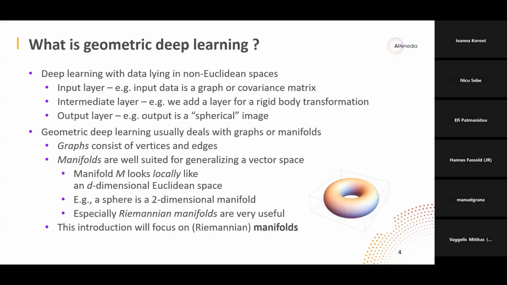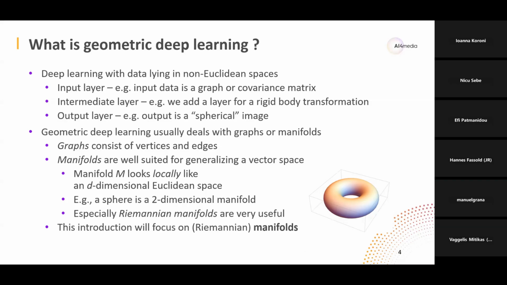All right, so what is now geometric deep learning? That's deep learning with data lying in non-Euclidean spaces. So either on the input layer or on the intermediate layer or on the output layer.